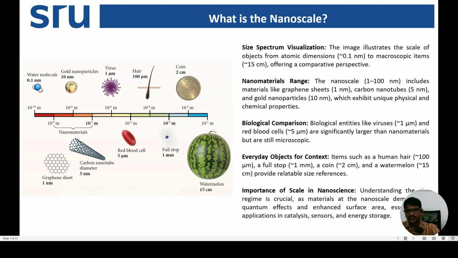And also in everyday objects, we can see our hair is in the range of 100 micrometers. So by comparing this nanoparticle with your hair size, you can see how many times less thickness it has than our hair. It is in the order of 100 micrometers, but it is 10 nanometers, right?